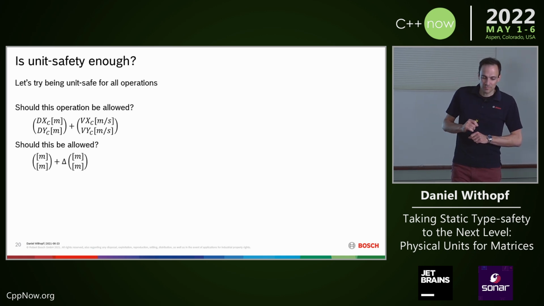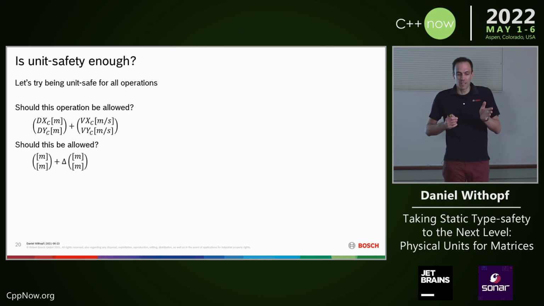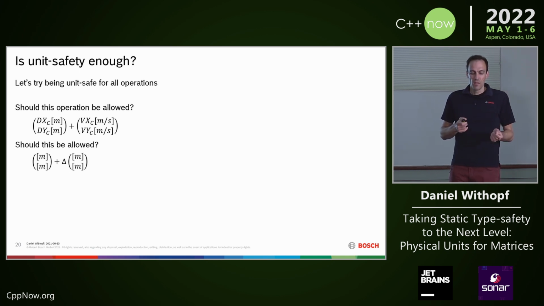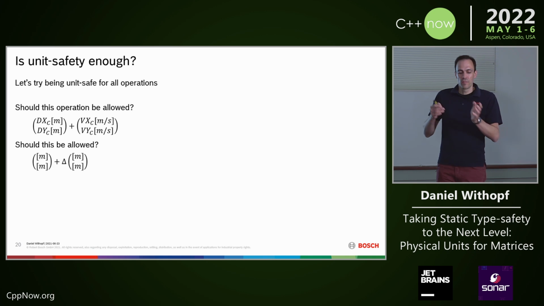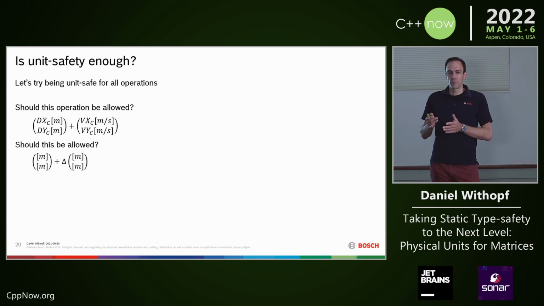Next example. Should this be allowed here? So on the left-hand side, we have a vector which contains meters and meters. So it's a position vector. And the right-hand side is a displacement vector, also with a physical unit of meter. Should this operation be allowed?